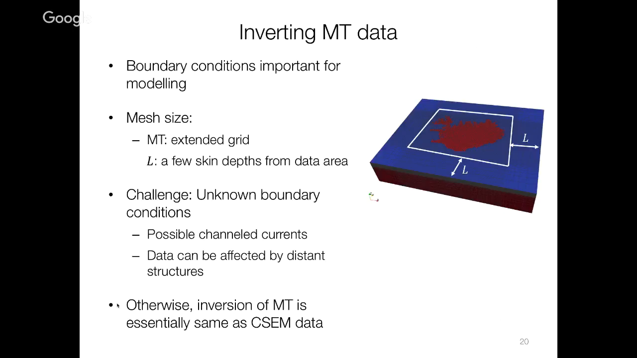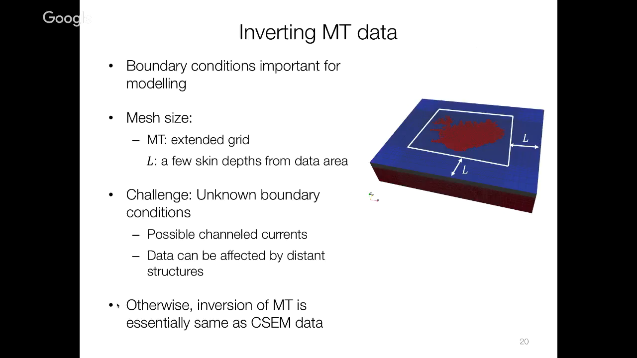Okay, so that takes us through collecting the data, processing the data, and now what are we going to do for inverting? The difference between the control source that we've been talking about thus far and MT: some things are no different. We're still going to have a mesh, and we're still going to solve Maxwell's equations on the mesh.